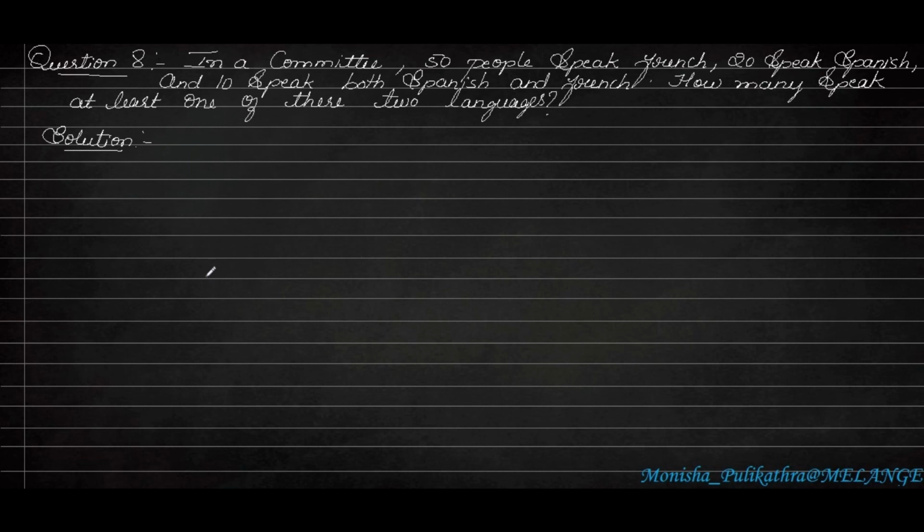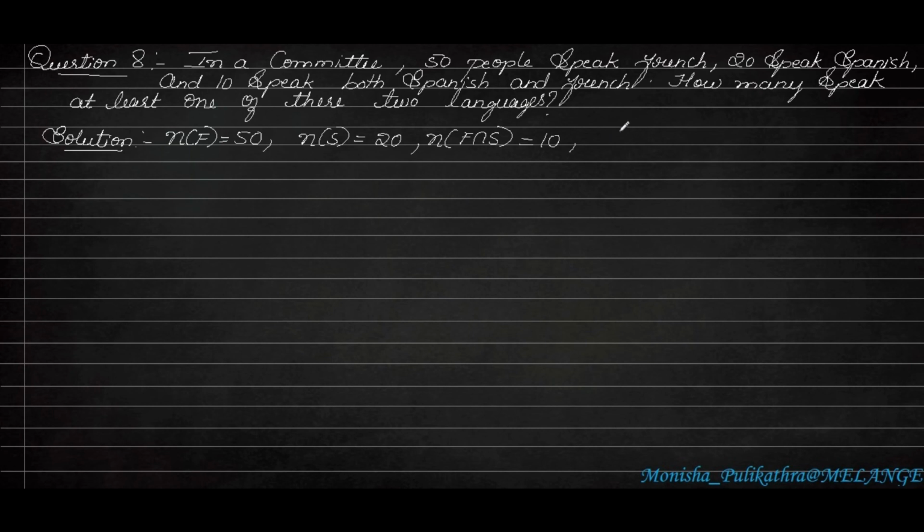Moving on to the 8th and last question of this session. In question 8, in a committee 50 people speak French, so let us take n of F is 50, and 20 speak Spanish, so n of S is 20, and 10 speak both Spanish and French. Both means the intersection, F intersection S, is 10.